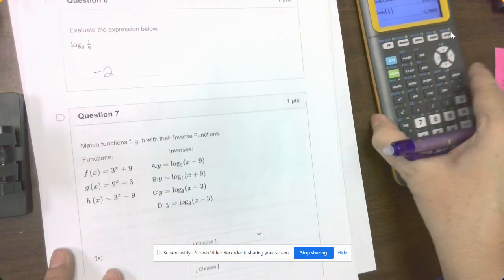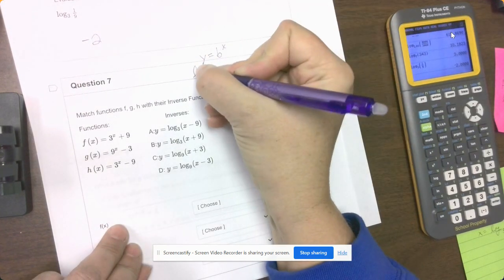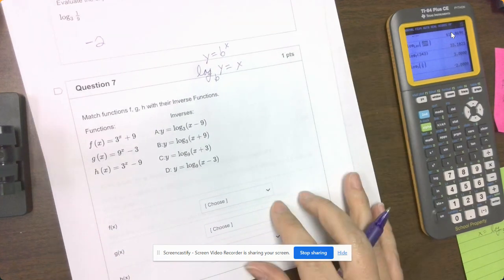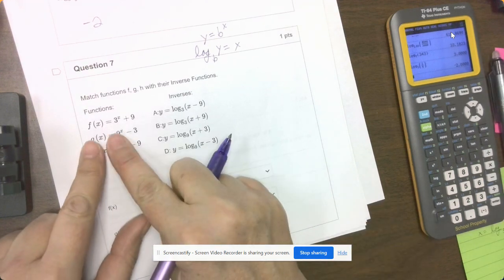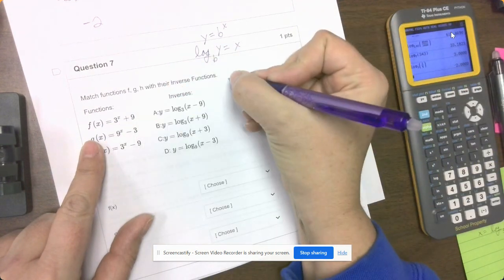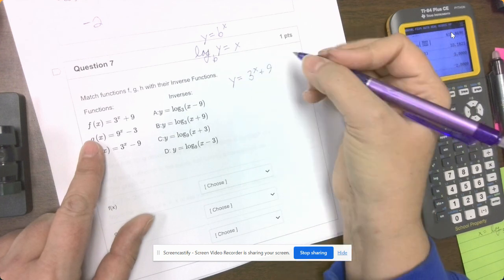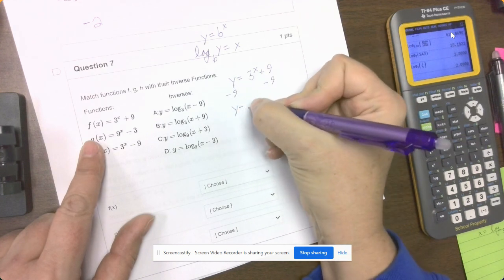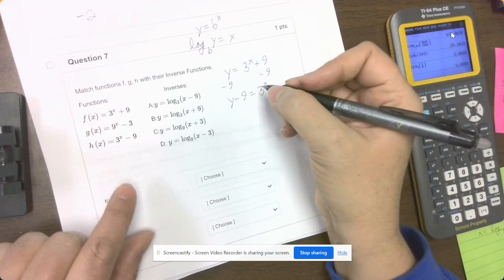Okay, match the function with its inverse. Oh my gosh, again, we are using it, everybody. Okay, so we need to rewrite these. So if I have f of x, I'm going to substitute y in, 3x plus 9, subtract 9 from each side. Okay, so I get y minus 9 is equal to 3x. I'm going to rewrite it into log form, everybody.